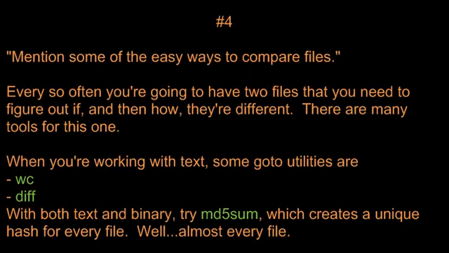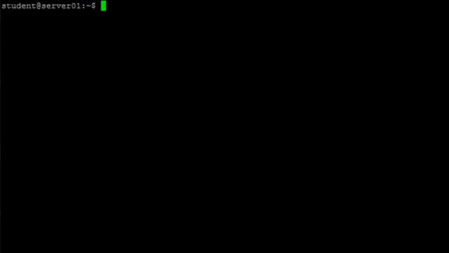Something else you're going to frequently have to do is compare files. It could be that someone uploads two files to the server and they need to figure out which one is the correct one. Or maybe you have two config files, like a backup Samba config and a current Samba config, and you want to know which one has a directive that you put in. You can use wc or diff for that, or you can use md5sum to compare binary files and determine if they're different without having to inspect the files line by line.